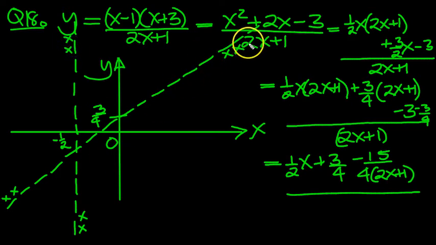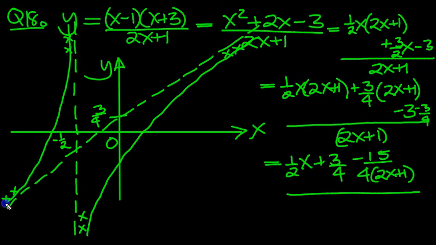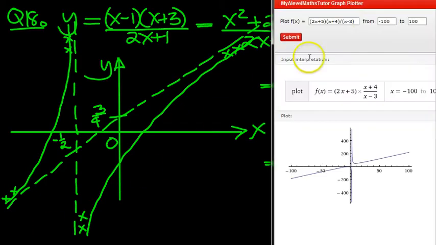So can you see what we've got? We've got it coming down from here, going down there. And we've got it coming down from here and going along like so. There's our curve then. Now we'll just check it with our widget.